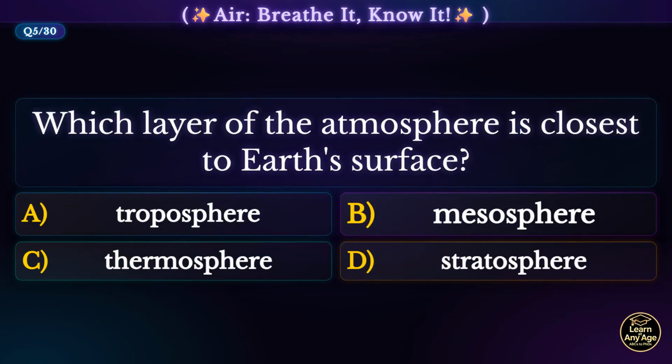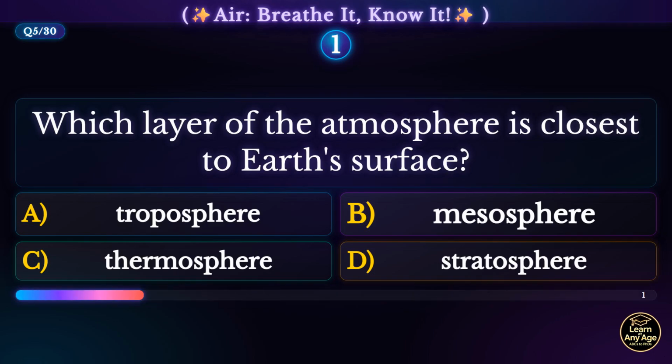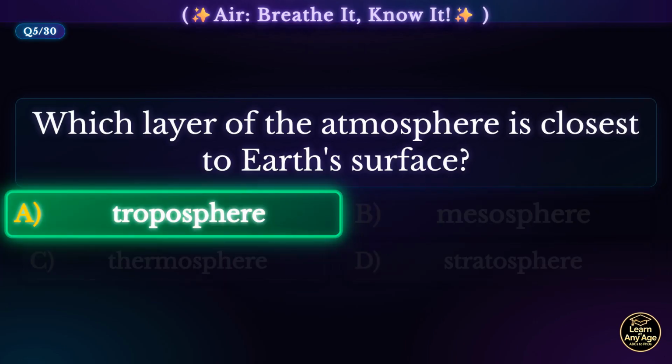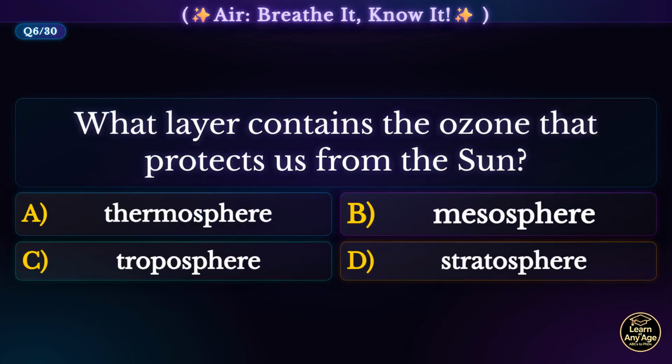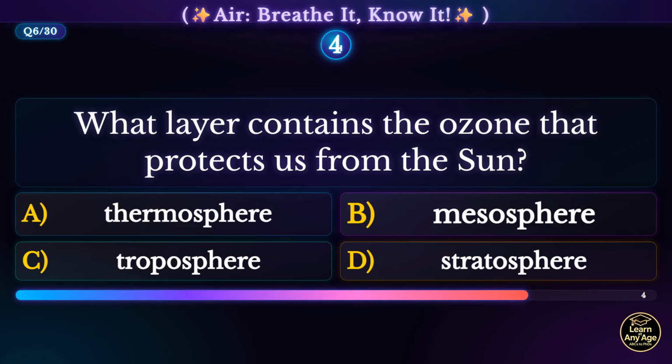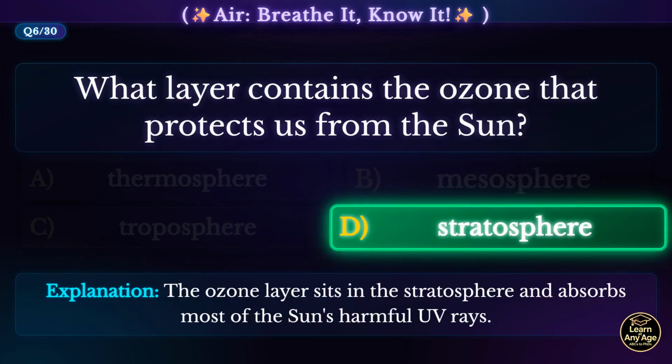Which layer of the atmosphere is closest to Earth's surface? Troposphere. The troposphere is the lowest layer of the atmosphere where weather happens and we live. What layer contains the ozone that protects us from the sun? Stratosphere. The ozone layer sits in the stratosphere and absorbs most of the sun's harmful UV rays.